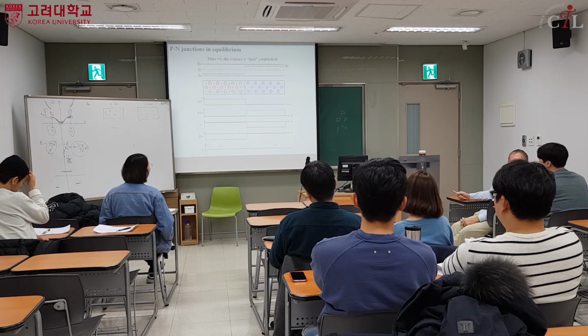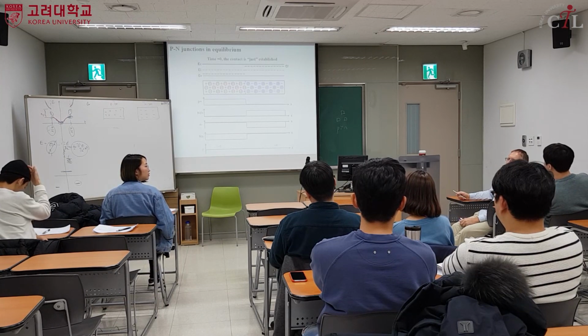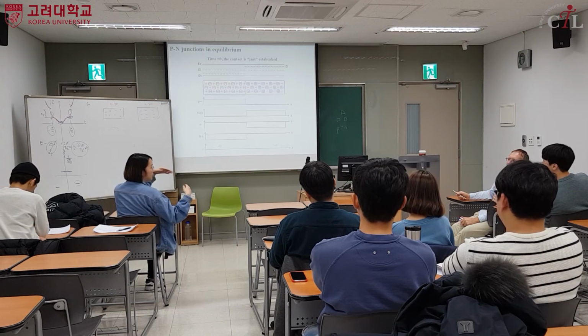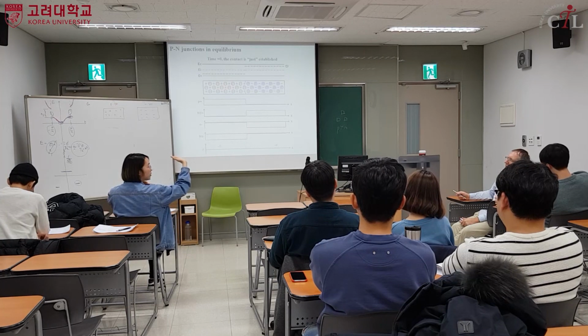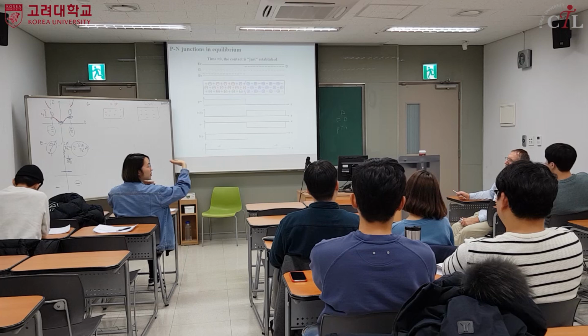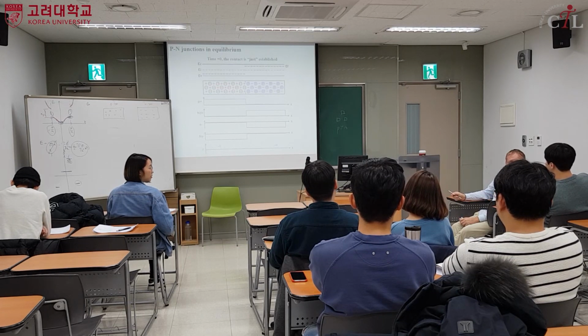When drift current equals diffusion current, they have opposite directions. And what is the reason for the drift current? Electric field. And what is the reason for the electric field? Because of uncompensated charge. And where does this uncompensated charge come from? The dopant. Correct. Very good.